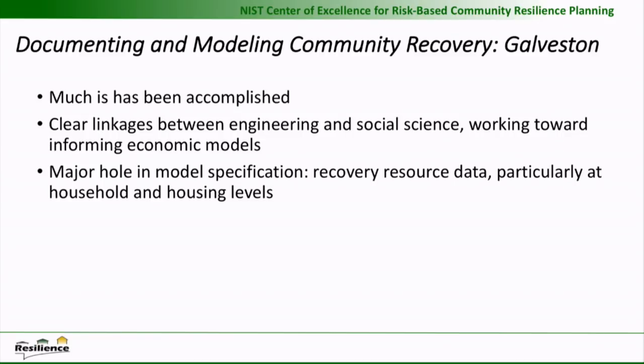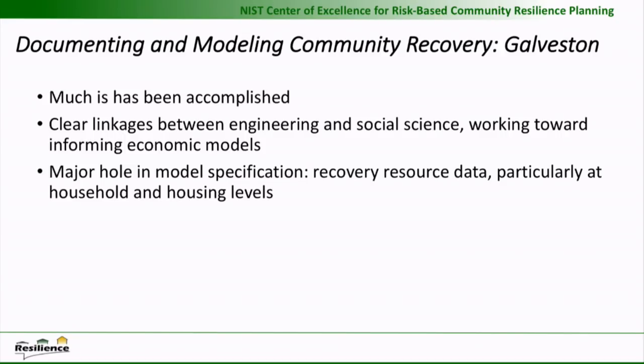So we've accomplished a good bit in terms of modeling the economic recovery with respect to housing and businesses, linking those together with both our engineering and other social science components. This year we're going to be working more closely and trying to inform the economic models with these data. But our major goal in model specification is, again, those recovery resources. And we hope we can partner with our federal partners at FEMA so we can actually get these data to help us better understand that process at the housing level and really capture what's going on.